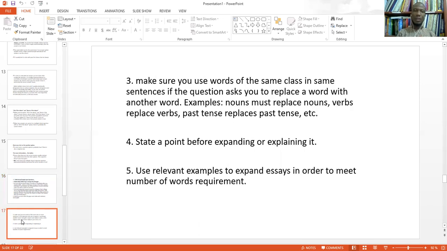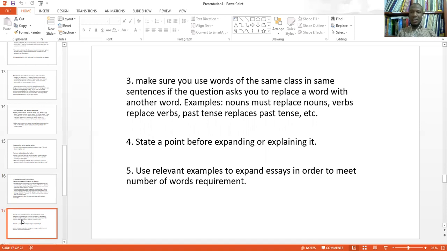Point three, make sure you use words of the same class in the same sentences if the question asks you to replace a word with another word. Examples, nouns must replace nouns, verbs replace verbs, past tense replaces past tense, etc. So here, that is it.